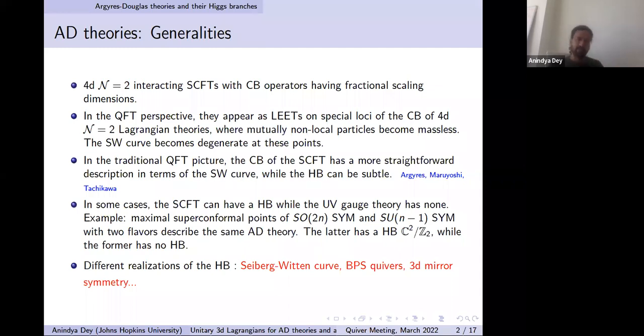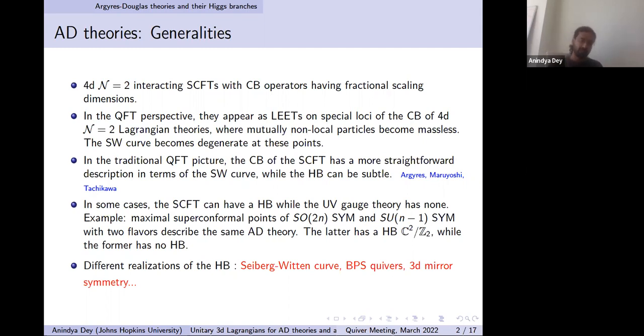the same Argyres-Douglas theory can be realized from 2 different UV Lagrangians, as superconformal points of 2 different UV Lagrangians, and one of them might have a UV Higgs branch, while the other one may not. The classic example is that of SO(2n) super Yang-Mills and SU(n-1) super Yang-Mills with 2 flavors. The latter obviously has a Higgs branch, which is C^2 mod Z_2, while the former has no Higgs branch. And yet they describe the same Argyres-Douglas point.